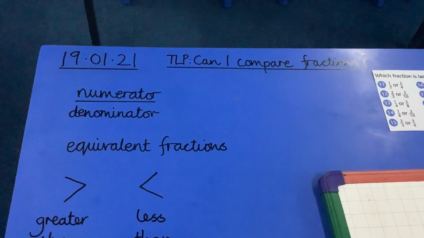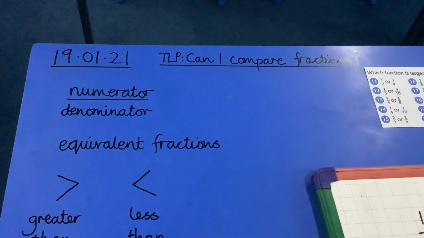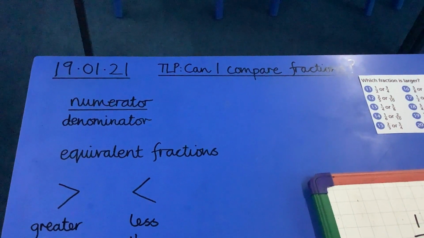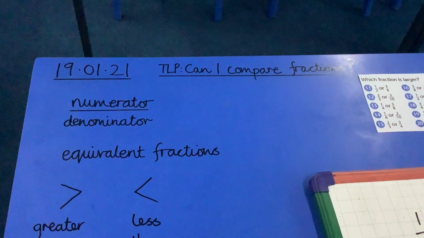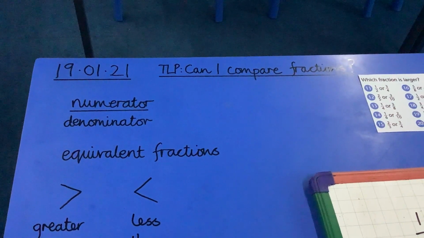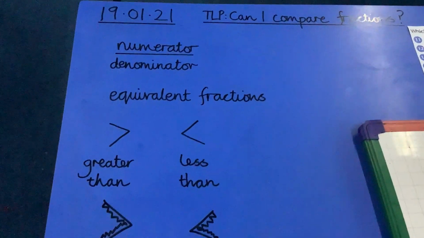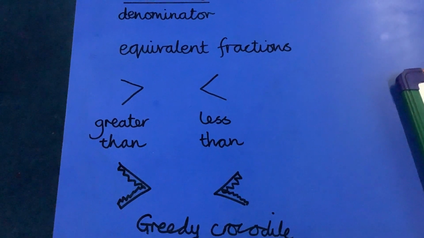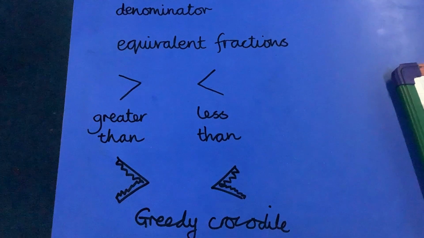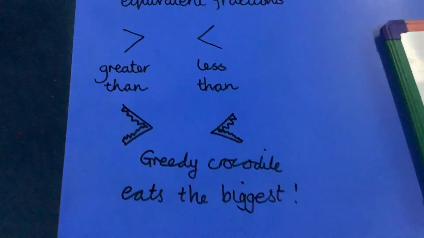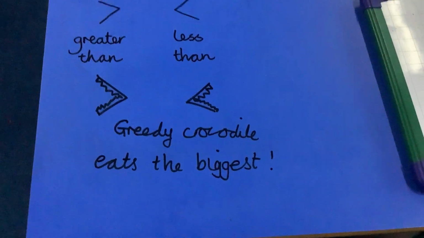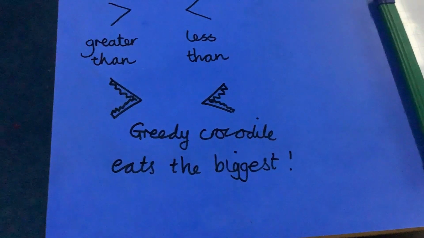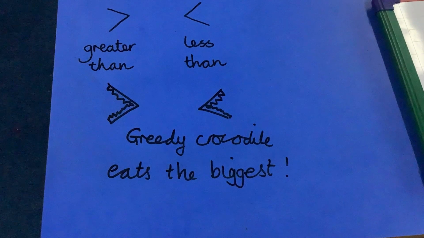So now we're going to use our knowledge of equivalent fractions and simplifying fractions to compare fractions. So basically to have a think about which one is bigger than the other. And when we're doing that, we use the greater than and less than signs. I never understood these as a child until somebody told me this little trick about the greedy crocodile always eating the biggest portion. That's the only way that I can remember it. I hope that helps you.